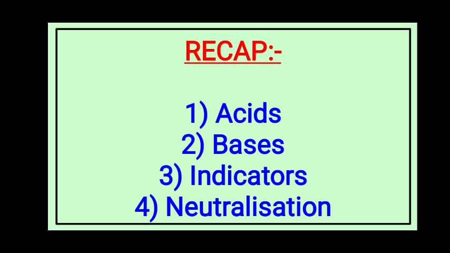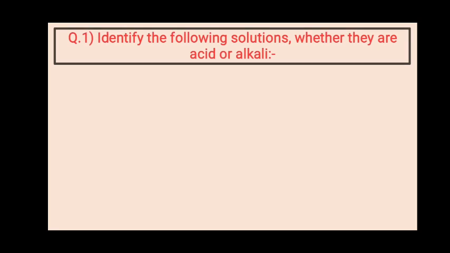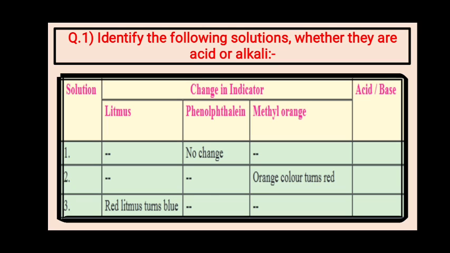Now we move to the question answers. So open your textbook to page 88. Question number 1. You can mark the objective questions with pencil in the textbook and then later on you can write it. The question answers of this chapter will be sent to you all in the assignment section. So later on you can copy it down. So now there is one table that is given for question 1. Based on the change in the indicator, we have to identify whether the given substance is acid or alkali.